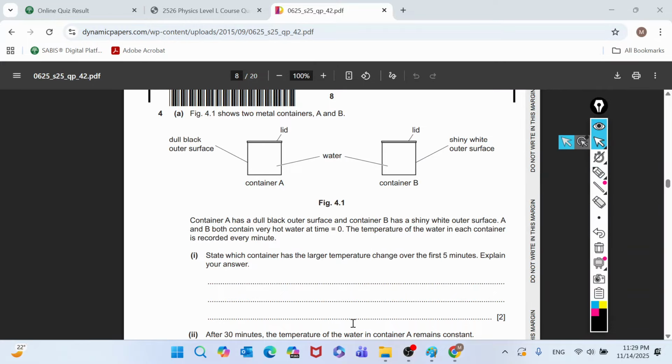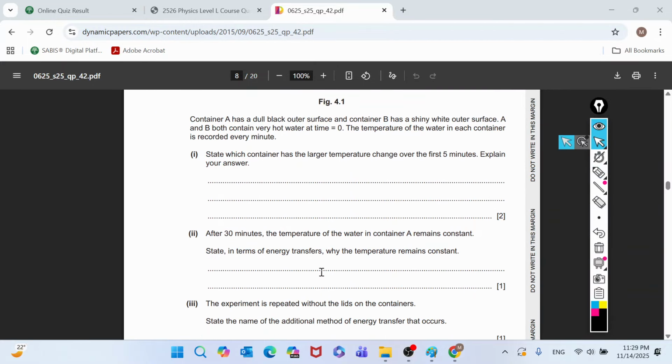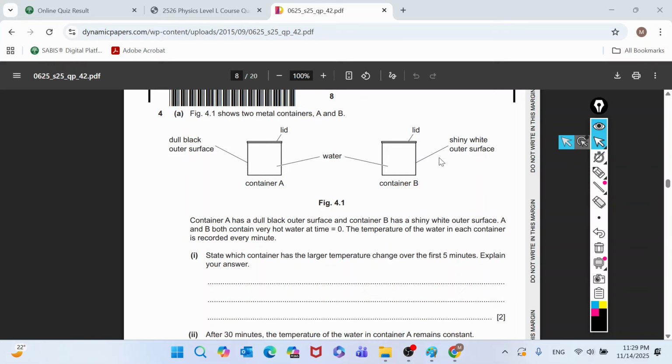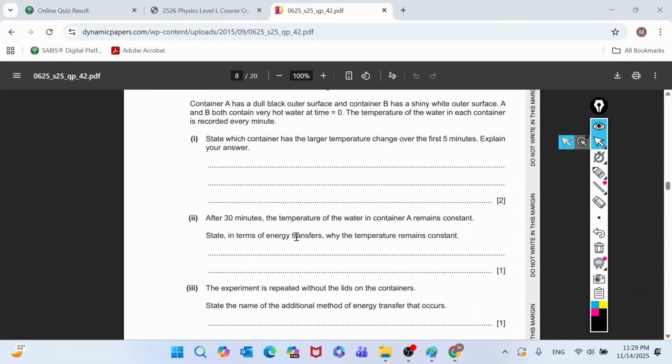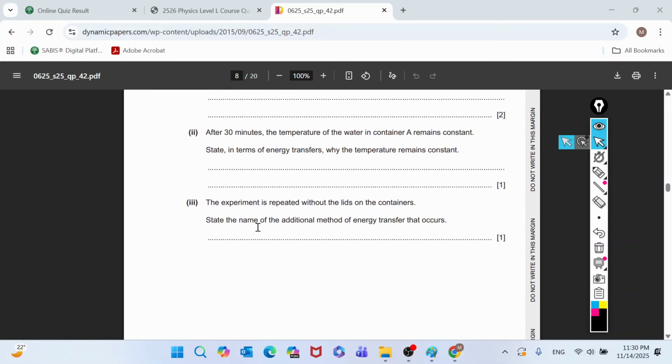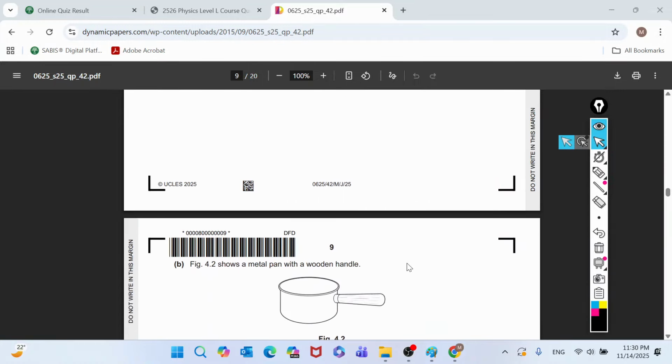After 30 minutes, the temperature of water in A remains constant. State in terms of energy transfer why it remains constant, because it's at thermal equilibrium. The energy on the outside is equal to the energy on the inside. So we're going to say the same. The experiment is repeated without the lids on the containers. State the name of the additional method of energy transfer that can occur. Convection, because now there's no lids, air is going in, air is going out, the convection currents are happening.